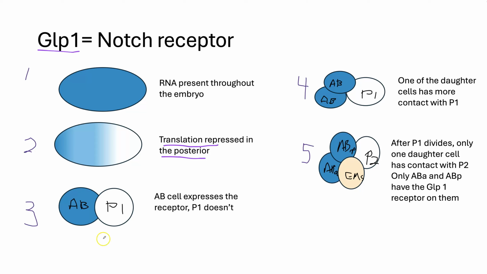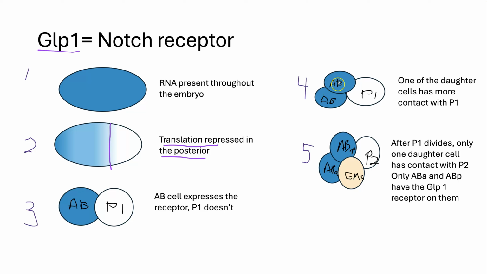So after the first division, that asymmetric division, remember, the P1 cell has P granules and things like that in it, but it doesn't have any of the GLP-1 receptor, so the AB cell has it.